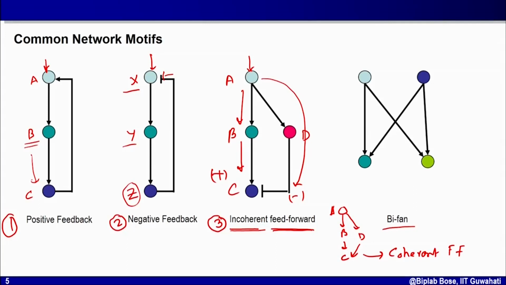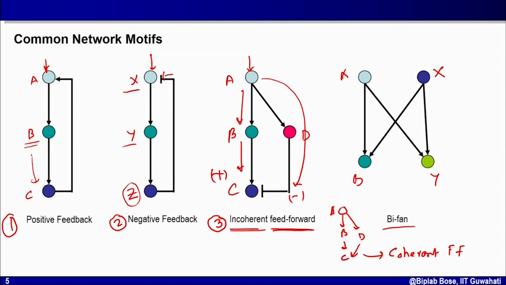Now look into another network motif, which is very commonly observed in transcriptional networks. This is called bifan, as the shape is just like that. So suppose A is a transcription factor, maybe controlling expression of B and also Y. And you have another transcription factor X, which also controls expression of B and controls expression of Y.